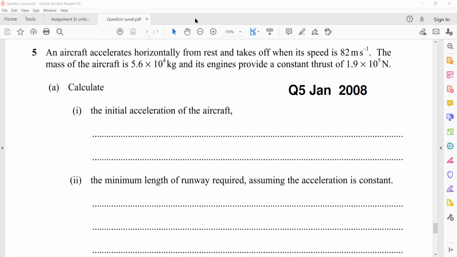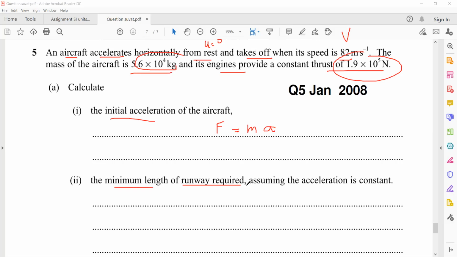In the next question, they mention an aircraft accelerates horizontally from rest, so the initial velocity is 0. It takes off with a speed of 82, that's the final velocity. The mass of the aircraft is 5.6 exponent 4. The engine provides a constant thrust of 1.9 exponent. Find the initial acceleration. How to find the acceleration? You have the formula F equals ma: force equals mass multiplied by acceleration. You have the force, the thrust, and you have the mass, so you can get the acceleration.